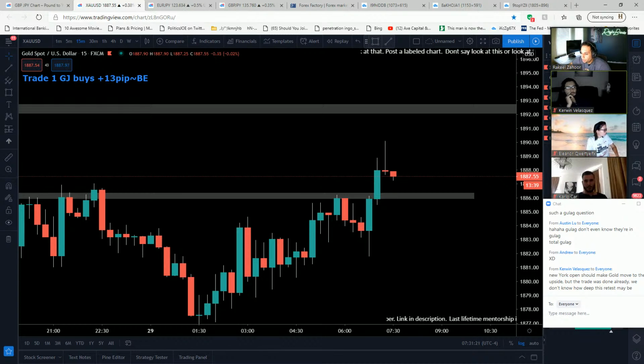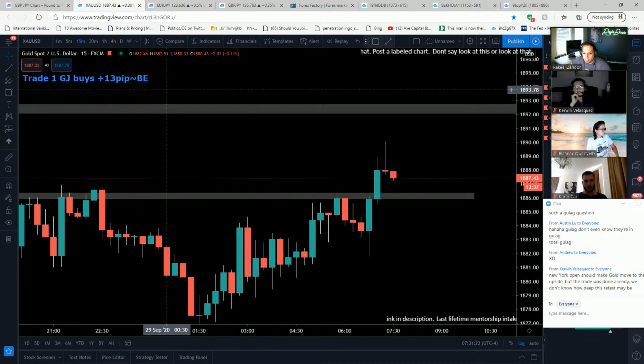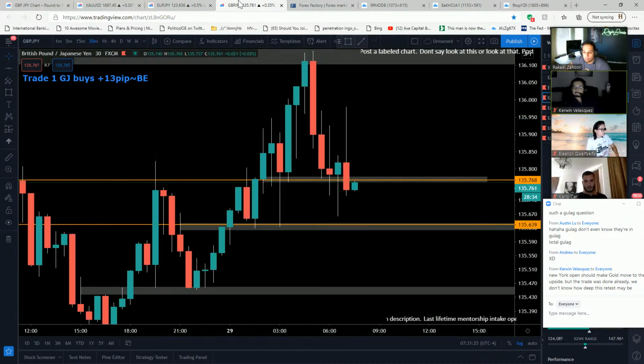Can I flip a small account using this impulse technique? No, you cannot flip accounts. I think we should all kind of move away from this idea of flipping accounts. I mean, that's not realistic, right?